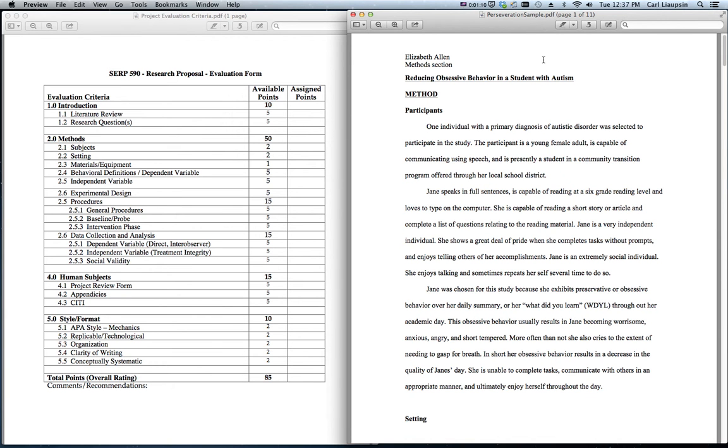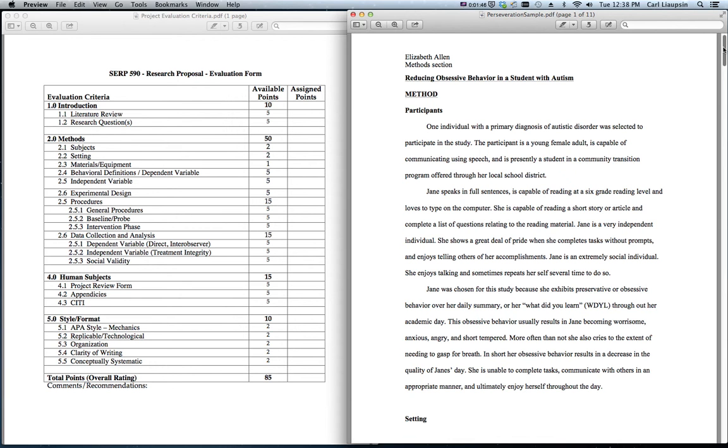So we're going to look briefly at a proposal for this class that was written by Elizabeth Allen several years ago. The focus of her proposal was reducing obsessive behavior in a student with autism. Really interesting piece. I remember it as she developed it and as we talked about it. I've posted this for you so that you can work through it. But let me point out a few things. And it's a good model for you for your proposal.